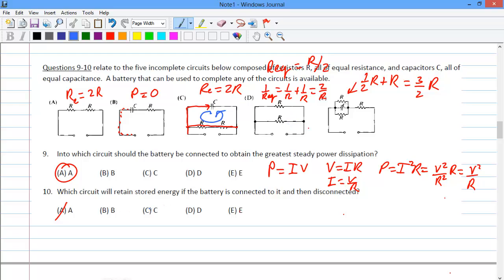D doesn't have a resistor, so a capacitor, so it can't store any energy. And then right in here, this one has 2 loops if it was disconnected, and so it would dissipate the energy, so it can't be E. So the correct answer has to be B.